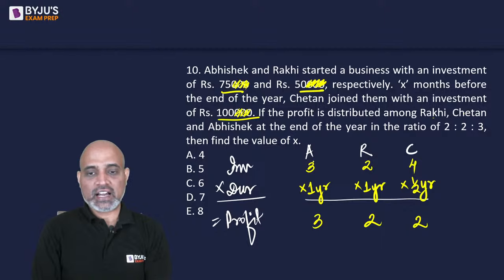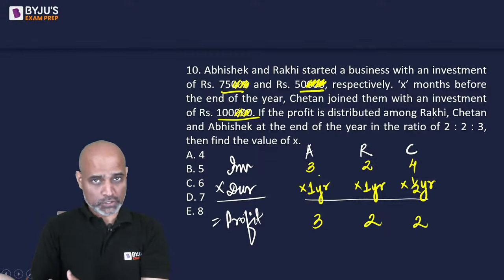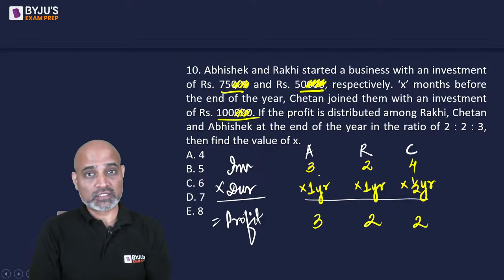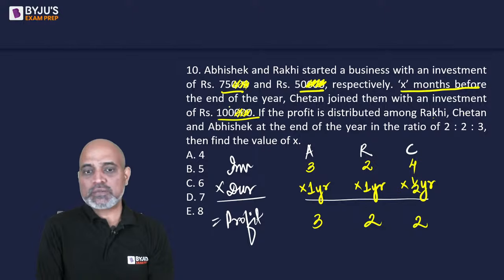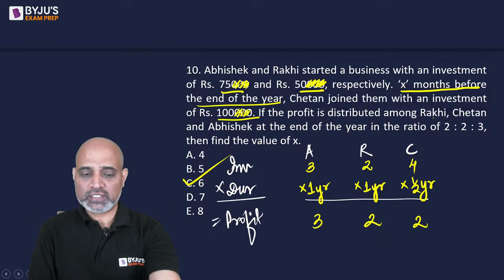So can I say Abhishek and Rakhi, they were there, I mean they invested their amount for the entire year individually, and Chetan invested only for half a year, that is 6 months. So Chetan, if he invested only for 6 months, so X months before the end of the year, it means he invested for 6 months, so 6 months will become the answer. That will be the value of X.